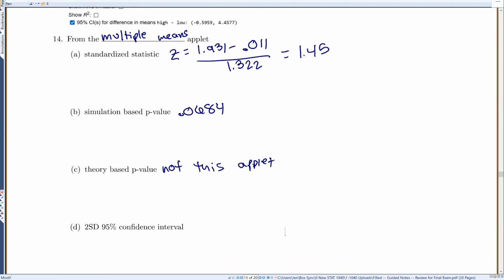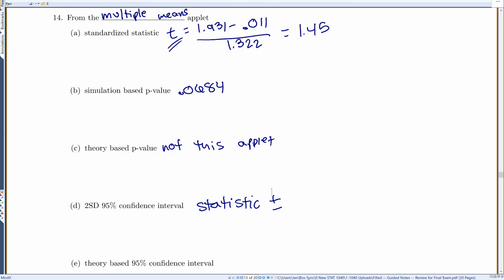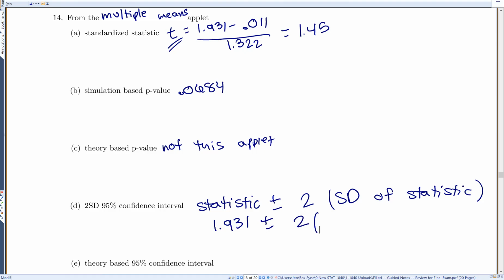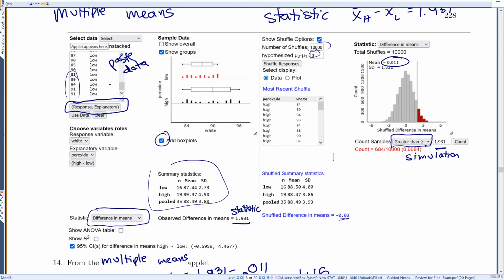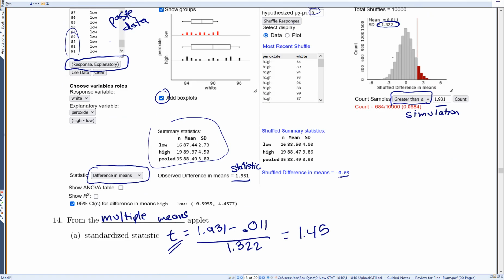What about a 2SD 95% confidence interval? So we need to do our statistic plus or minus, oh, you know what? I wrote Z here for multiple means. Remember, we're actually supposed to do a T. If you forget that, it's not going to be a huge deal. Okay, statistic plus or minus 2 times the SD of the statistic. So my statistic was 1.931 plus or minus 2 times the SD of the statistic. Again, you're just reading it straight off of the applet, so just 1.322.